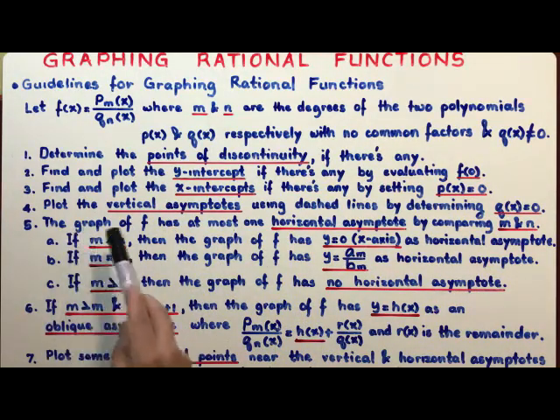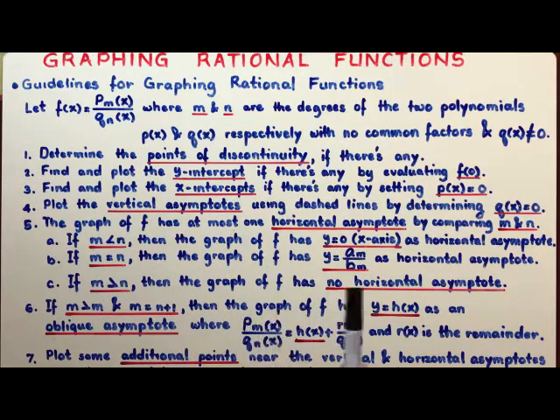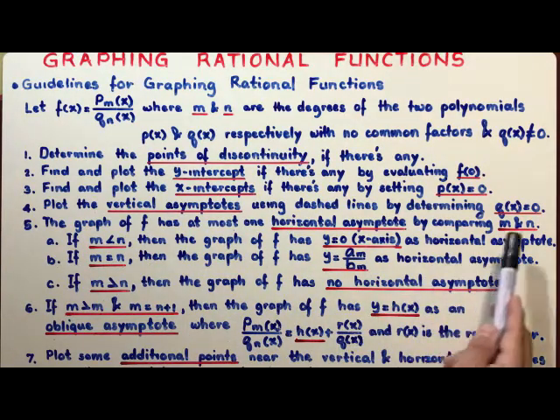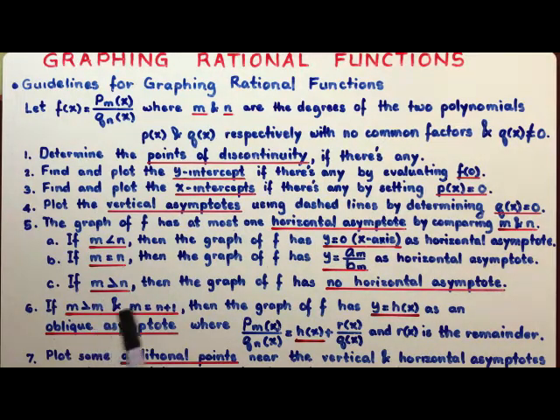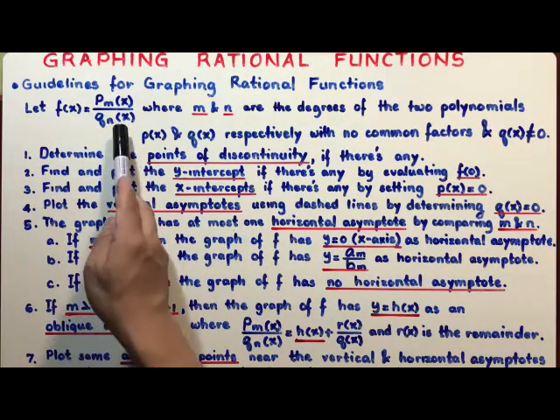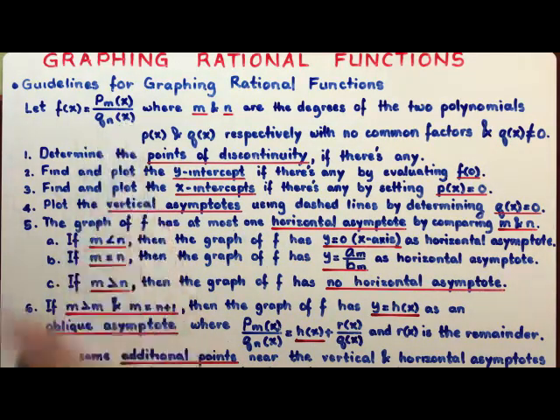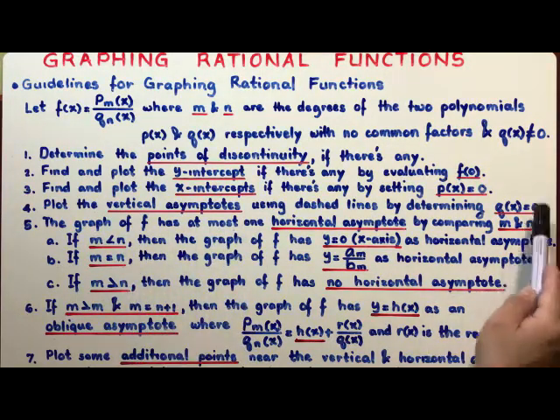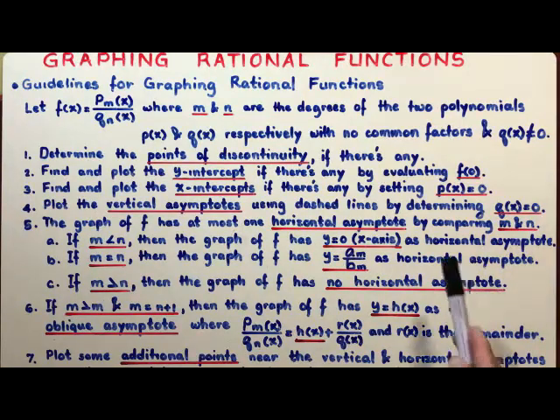Number 4, plot the vertical asymptotes using dashed lines by determining the zeros of the denominator. The vertical asymptotes can be found when you set the denominator equal to 0, because when it is 0, it makes the function undefined. At the vertical asymptote, the function is not defined. So to find the vertical asymptote, set the denominator equal to 0, and the zeros of the denominator are the vertical asymptotes of the function.